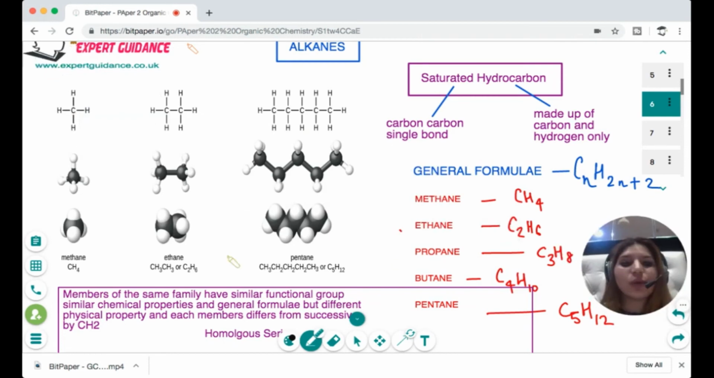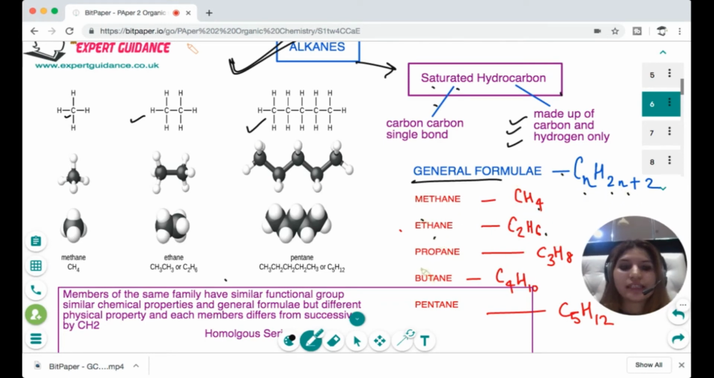Now let's see what hydrocarbons are. The first family of hydrocarbons is alkanes. How do we define alkanes? You have to define it by using the words saturated hydrocarbon. Saturated means it contains carbon-carbon single bonds. You can see all these molecules have carbon-carbon single bonds. And hydrocarbons, because they are made up of carbon and hydrogen only, the general formula is CnH2n plus 2. So the first member would be CH4, C2H6, C3H8, C4H10, and pentane C5H12. So whatever the number of carbons is, you double it and add 2 for the number of hydrogens.